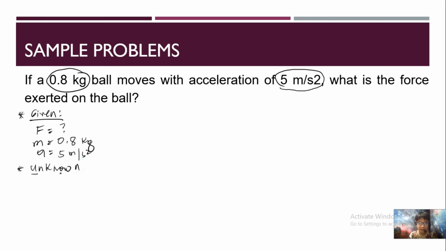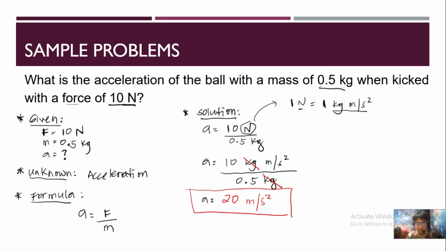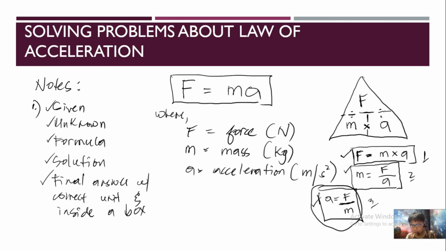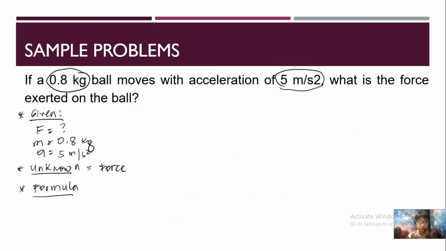So the formula that we will use, let's go back to the formula pyramid that we had on the previous slides. So formula number 1, formula number 2, and formula number 3. Which formula will be used when force is missing? Formula number 1. F is equal to mass times acceleration. So let's write down here F is equal to mass times acceleration. Okay, and then let's continue with the solution.